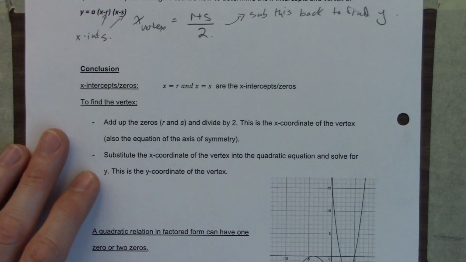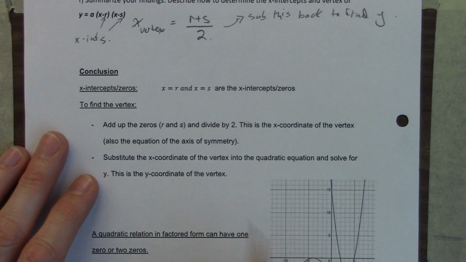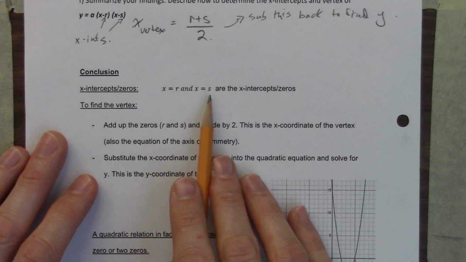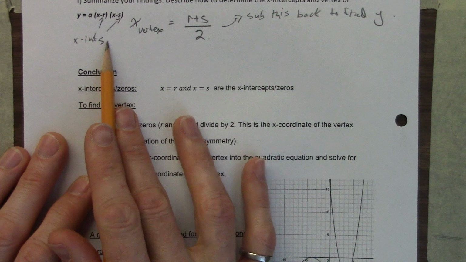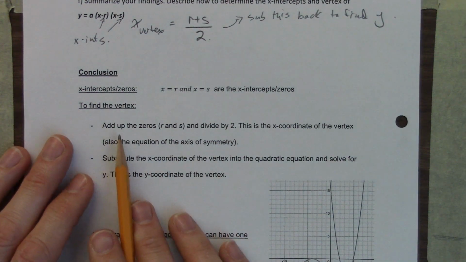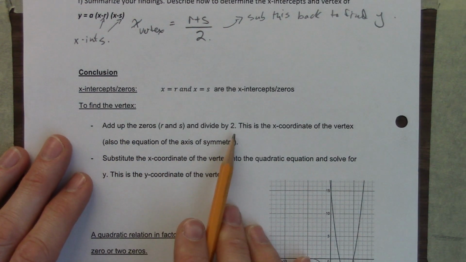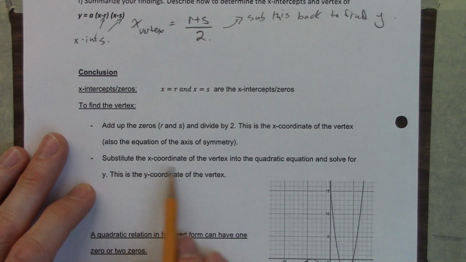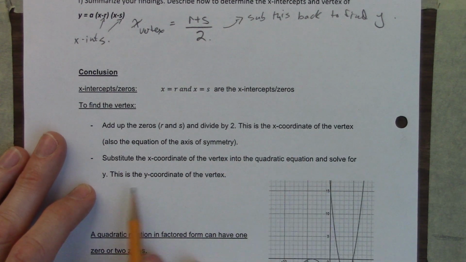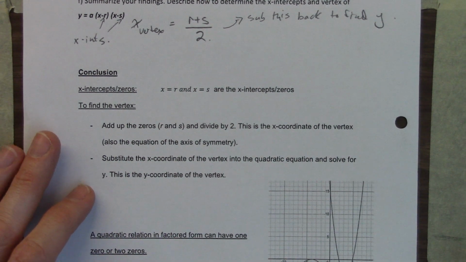Conclusion. X-intercepts: x is equal to r and x is equal to s are the x-intercepts, just like up here. To find the vertex, I add up the zeros, r and s, and divide by 2. This is the x-coordinate of the vertex. Substitute the x-coordinate of the vertex to solve for y. This is the y-coordinate of the vertex.